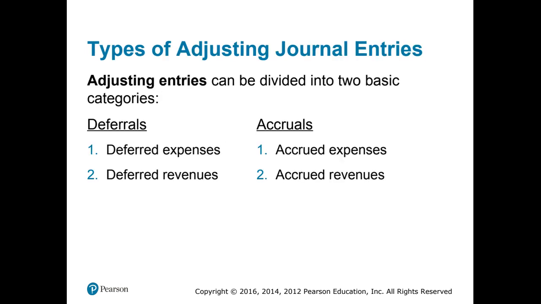And then here we are seeing some types of adjusting journal entries. So adjusting entries can be divided into two basic categories. We have deferrals and accruals. Deferrals are deferred expenses and deferred revenues. Accruals are accrued expenses and accrued revenues.